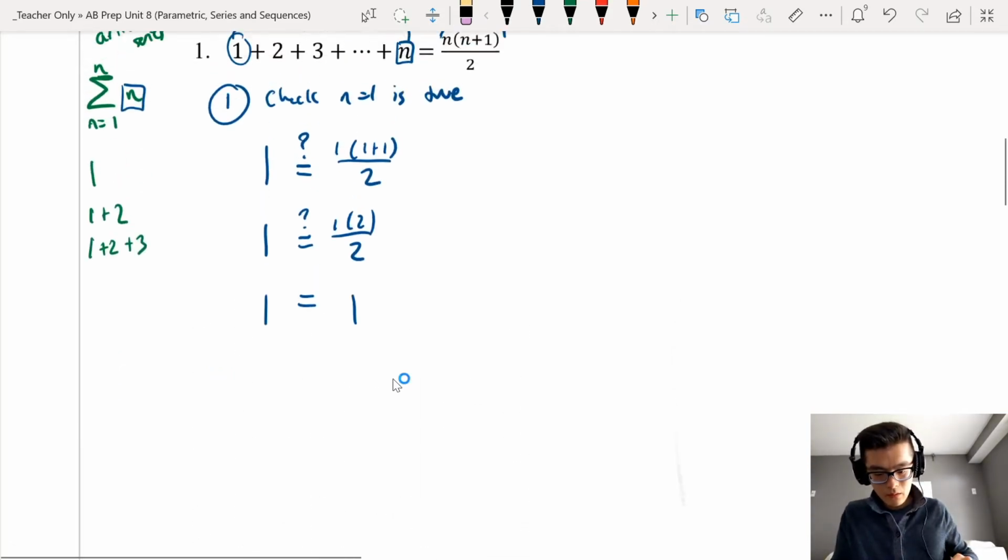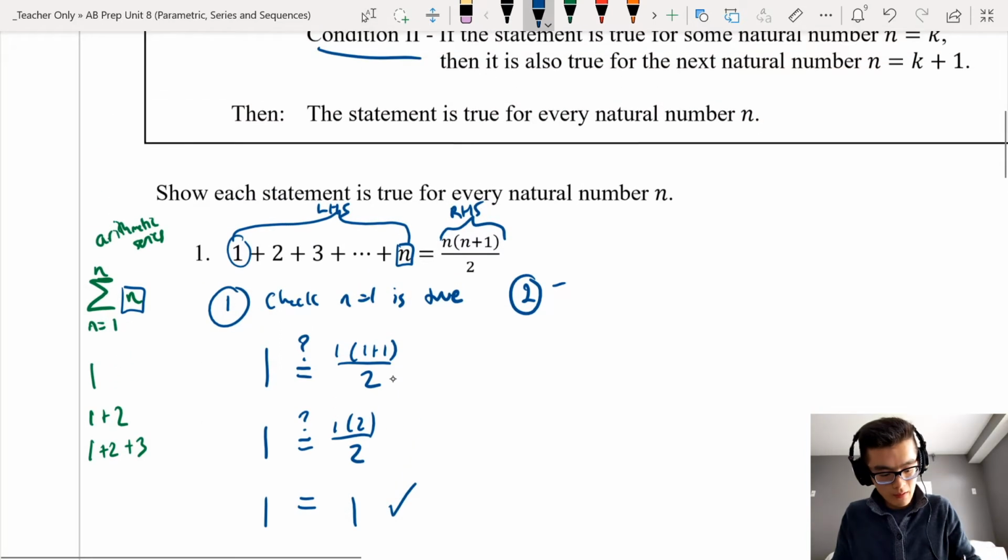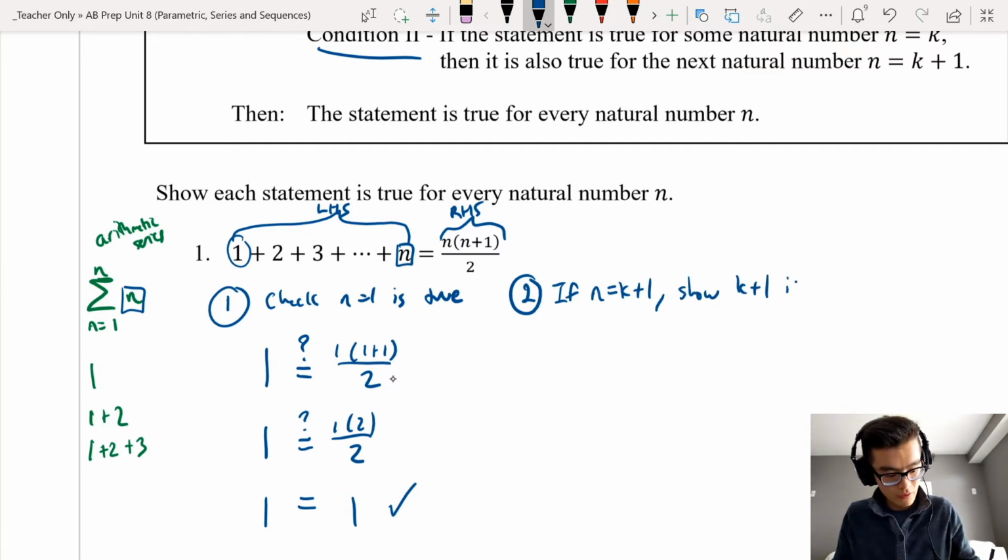Okay, so we checked in. First condition, good to go. Easiest condition. Let's now step it up a little bit. What we want to check now is if n is equal to k plus 1, show k plus 1 is true on both sides.